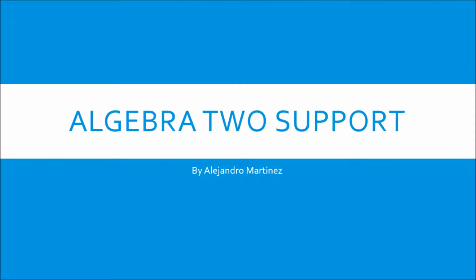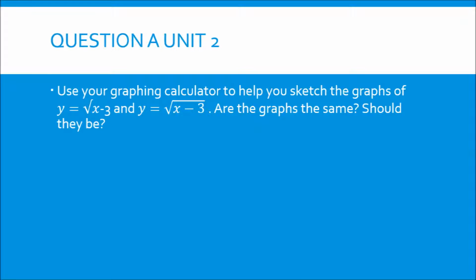Let us begin. Question A, Unit 2. Use your graphing calculator to help you sketch the graphs y equals the square root of x minus 3 and y equals the square root of x, minus 3. Are the graphs the same? Should they be? Let's examine these two functions.